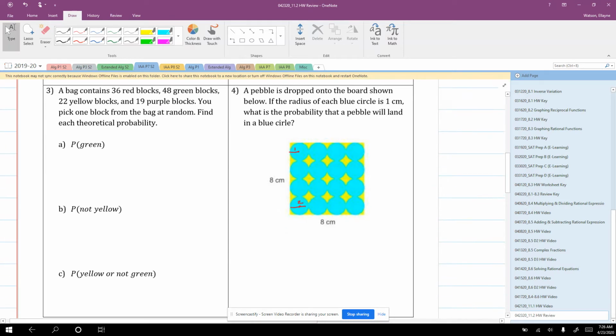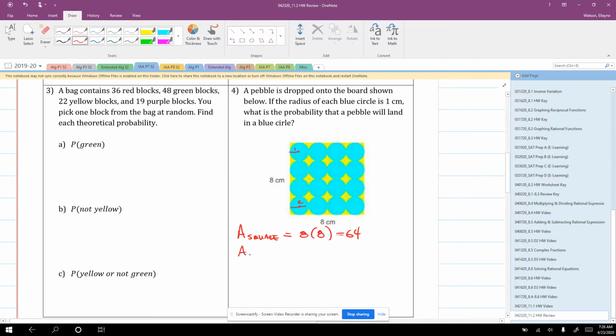The way geometric probability works, it's the same concept of probability: you want the chance of it landing in what you want, divided by the entire population. So how I usually approach these is, if it's going to land somewhere on the board, we want to find the area of the entire board. The area of the square, because it is a square, is just 8 times 8, so we get 64. And then if it's going to land in the blue circle, you need to find the area of the blue circles.